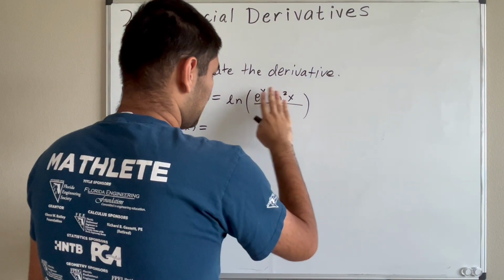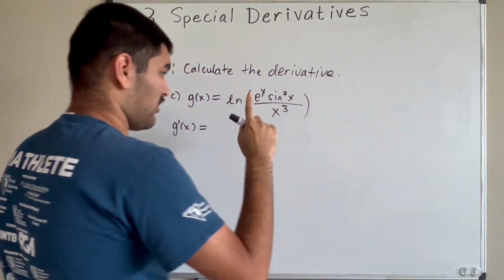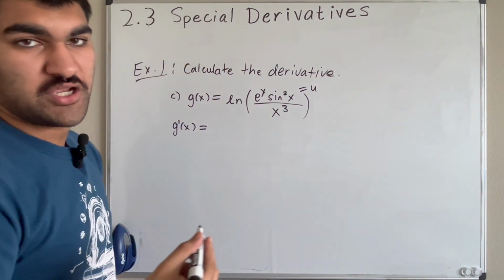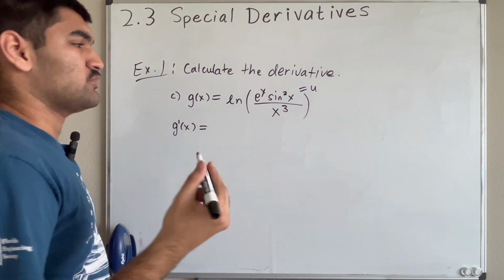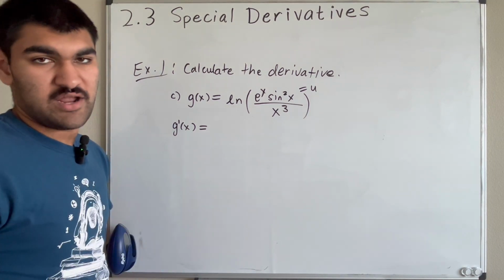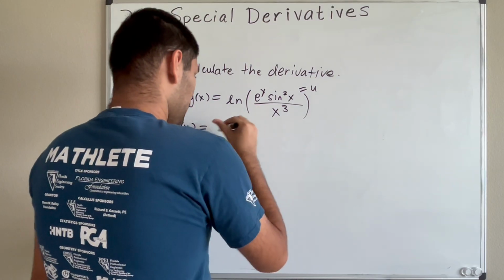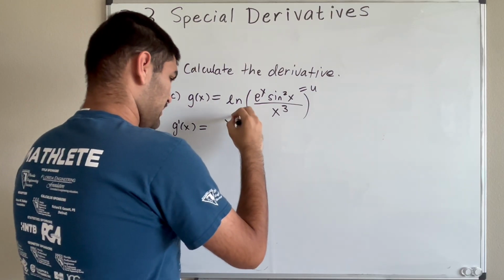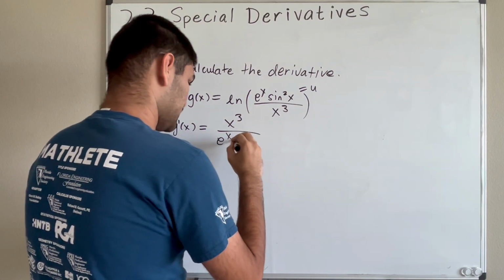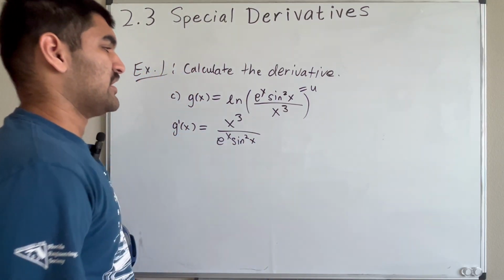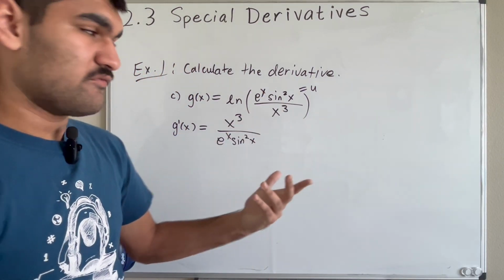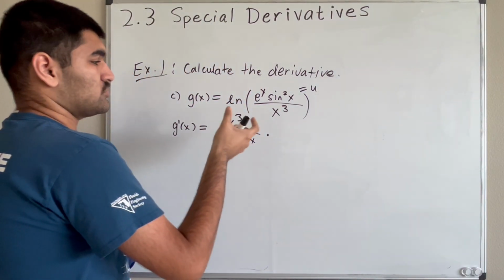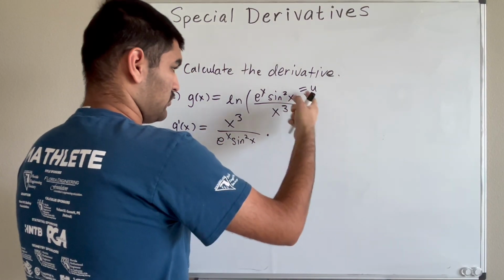First, we just treat everything inside the natural log as one single variable. Let's just set this whole thing equal to u. Then we just have to differentiate the natural log of u. Well, we know that's just 1 over u, because the derivative of natural log of x is 1 over x. So we just have 1 over this whole expression, which is essentially taking the reciprocal. So we have x cubed over e to the x times sine squared x, because if we take 1 over a fraction, that's just the reciprocal of the fraction. But don't forget, we have to use the chain rule, so we multiply by the derivative of u, which is this whole expression.